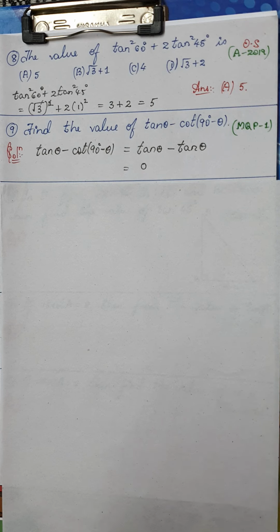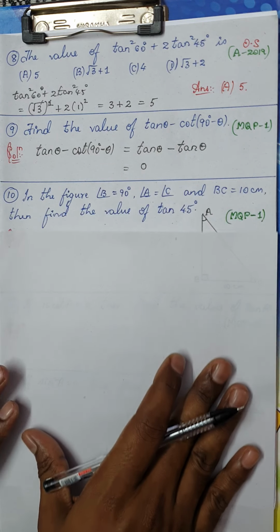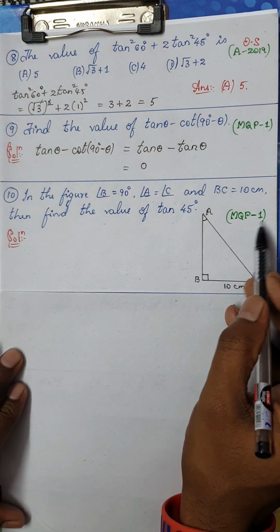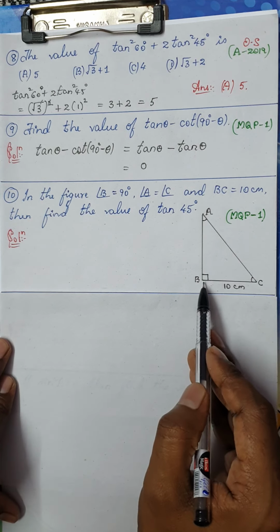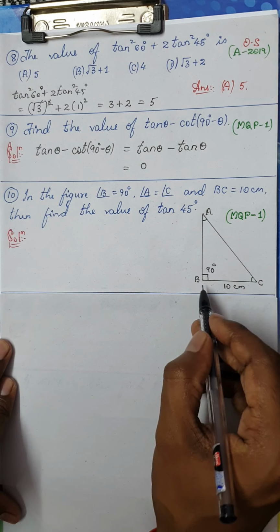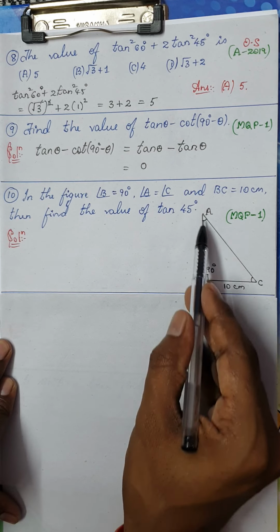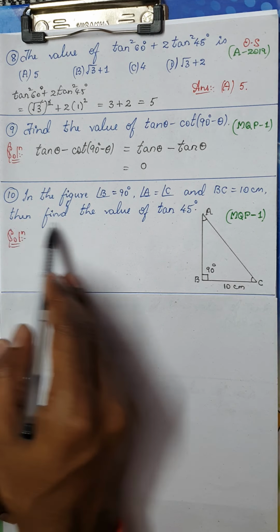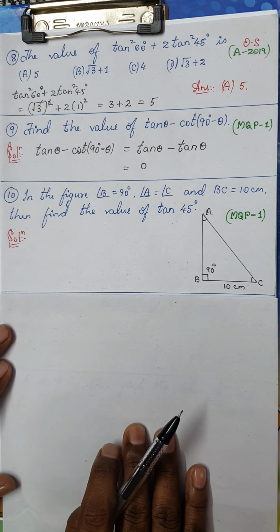Okay, students. So moving on to question number 10. This question number 10 is also asked in the same question paper, the first model question paper. In the figure, angle B is equal to 90 degrees. He has given you triangle ABC, B is equal to 90 degrees, angle A is equal to angle C, and BC is equal to 10 centimeters. Then find the value of tan 45 degrees.